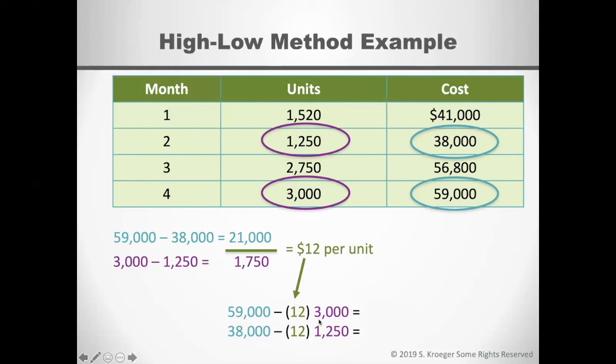59,000 minus the multiplication of $12 times 3,000, or 38,000 minus the multiplication of 12 times 1,250. You should get the same answer for both, and it's pretty easy to do, so I do recommend doing both. You would get $23,000 for both of them. This is how we know we did it correctly, and this would be my fixed cost.